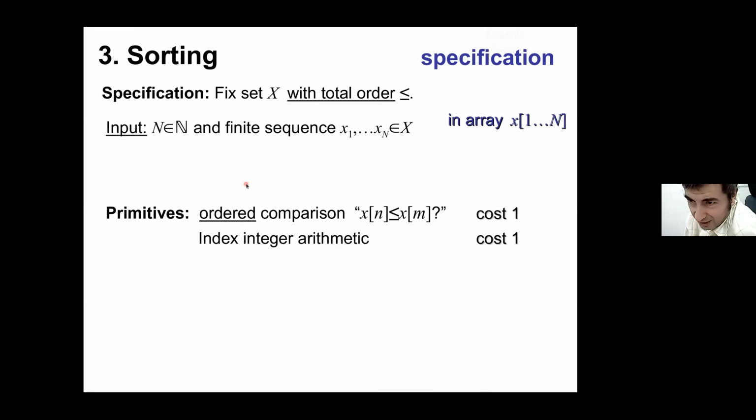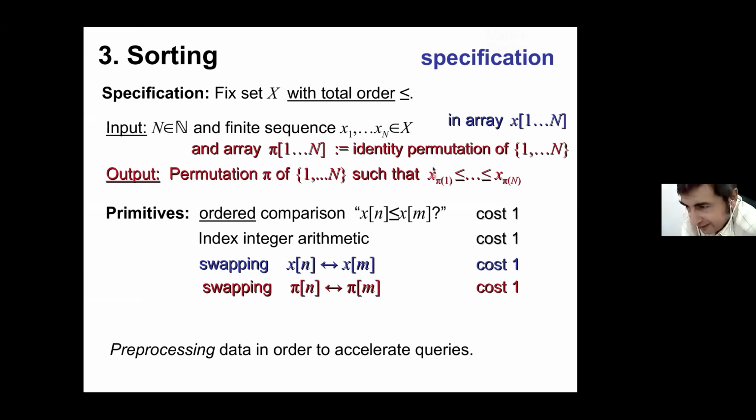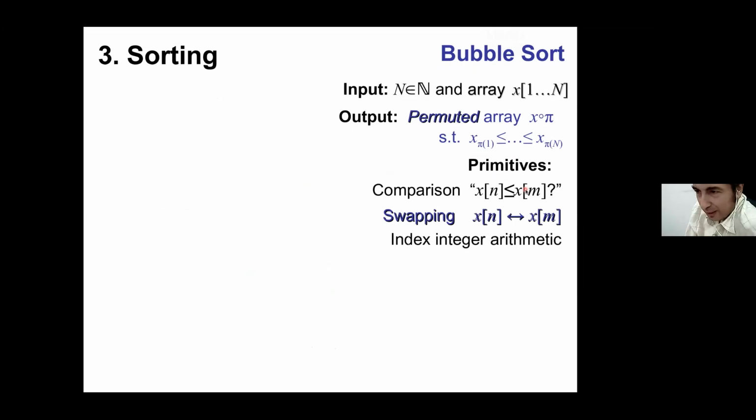We discussed several types of algorithms. Our goal is, if you have a sequence, to find a permutation so that the permuted sequence is ordered, which means x pi 1 less than or equal to x pi 2 and so on until x pi n. And mostly we were using operations which are swapping, index integer arithmetic and comparison. And in certain cases, we said we need to copy elements, so we need external memory.